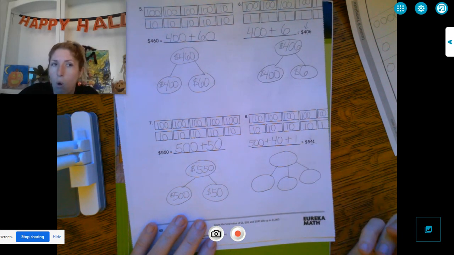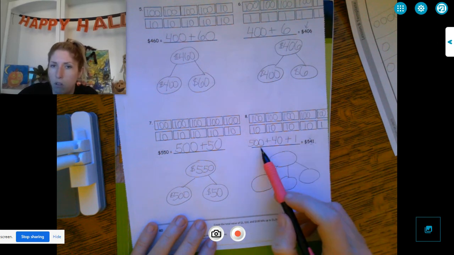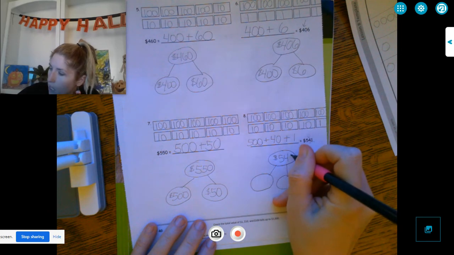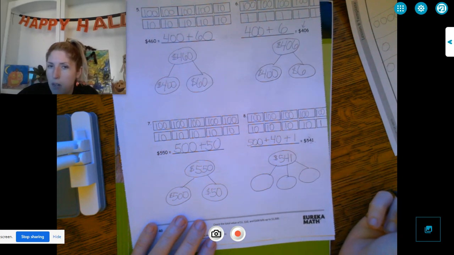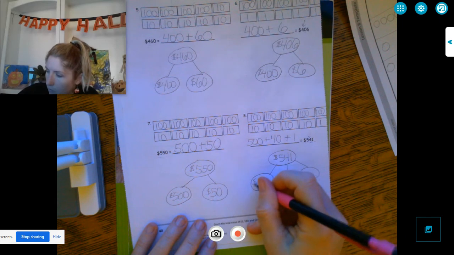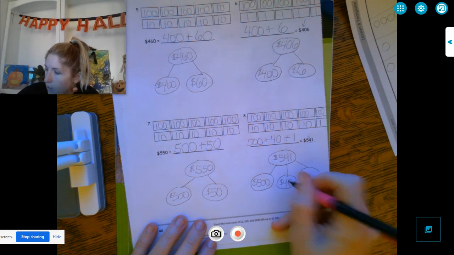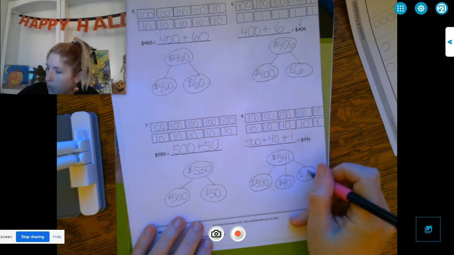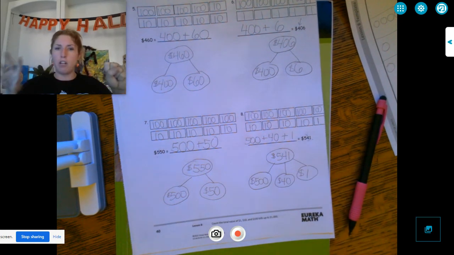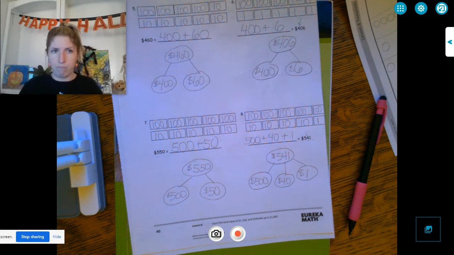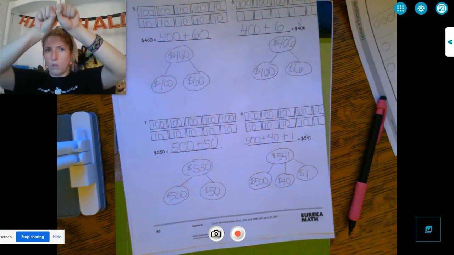Okay, and what is my whole? What goes up in the top? Which of those numbers is my whole? This one. 541. And what are my parts? $500, $40, $1. 500 plus 40 plus 1 equals 541. Good job. Part plus part plus part equals whole.